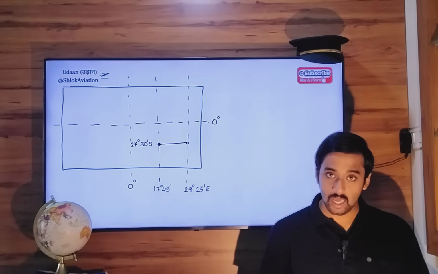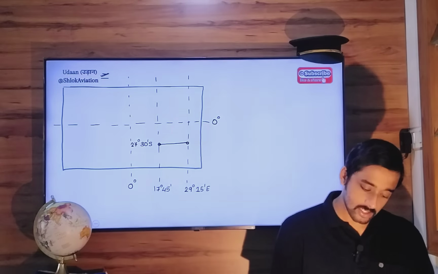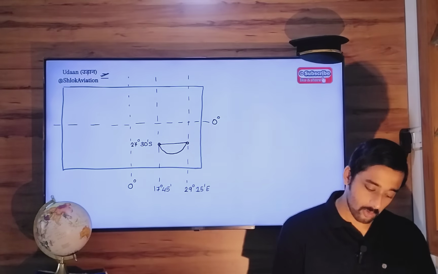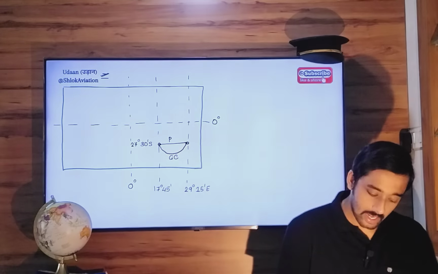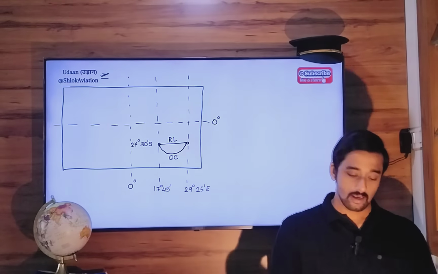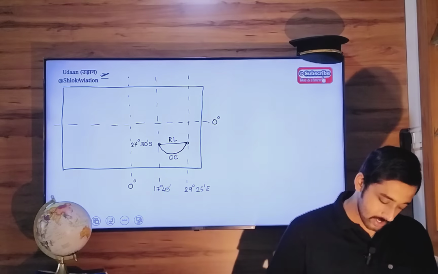Since it is in the southern hemisphere, the great circle track will pass through the nearest south pole. So this will be your great circle track. This will be your line track. Okay, so I will draw another diagram here.